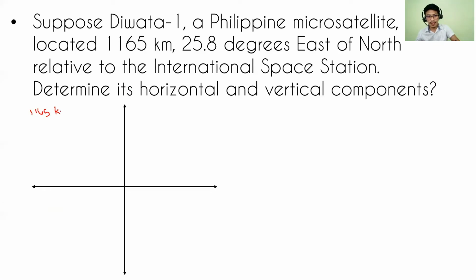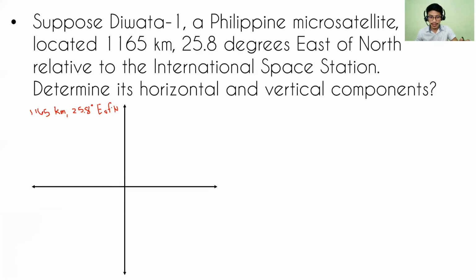The given is 1,165 kilometers, 25.8 degrees east of north. Yan yung given natin. So, the first step is to plot that vector sa ating Cartesian plane. Magsisimula tayo sa kanyang direction. Take note of the direction.